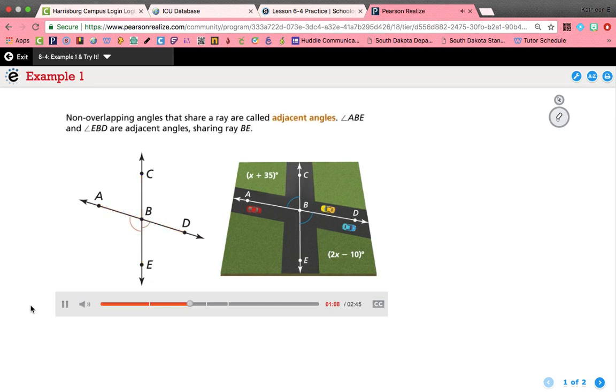Non-overlapping angles that share a ray are called adjacent angles. Again, pausing. Write that down somewhere, ingrain it into your head, type it, send a text to someone about what an adjacent angle is. I don't care what you do as long as you write it down, because that's going to make you remember it better. Adjacent angles are angles that do not overlap and they share a ray, they share an arm. So these two here are adjacent angles. Angle ABE and angle EBD are adjacent angles because they share ray BE.